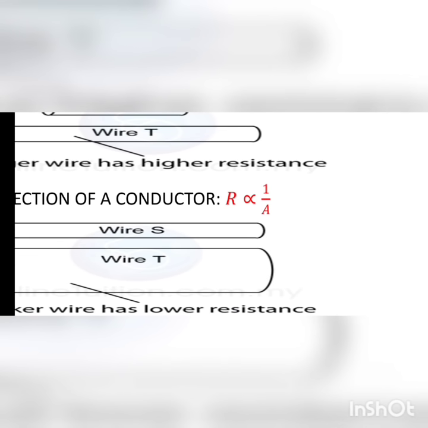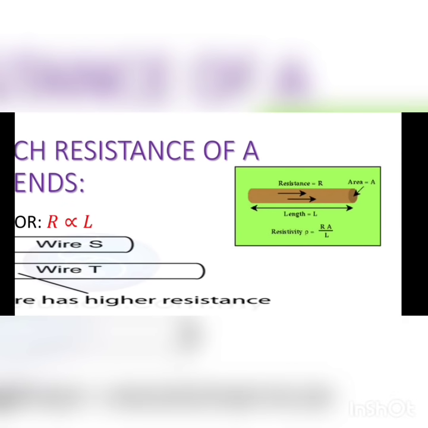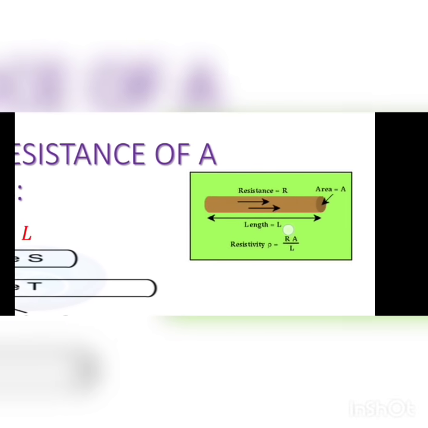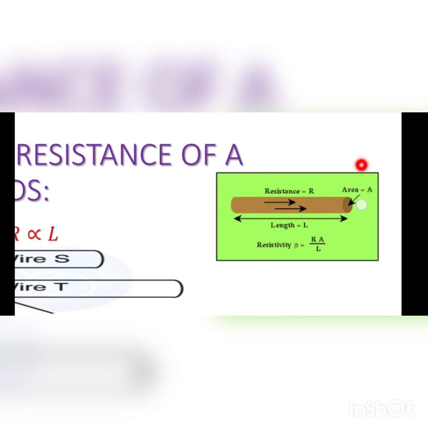Now in this diagram, resistance depends on length. And I've added this diagram just to let you know what area we are talking about. So we are talking about this area which is shown in the diagram. See, this is your cross sectional area. So we are talking about this. Clear?